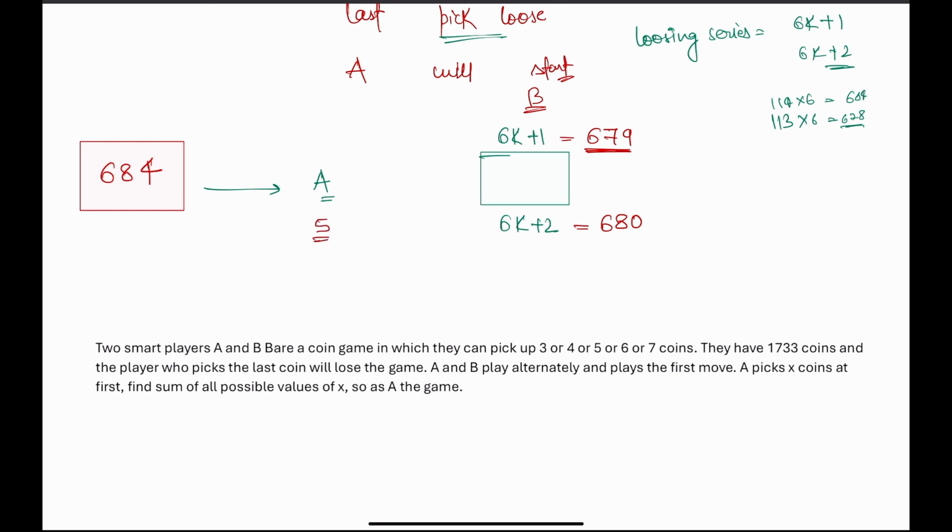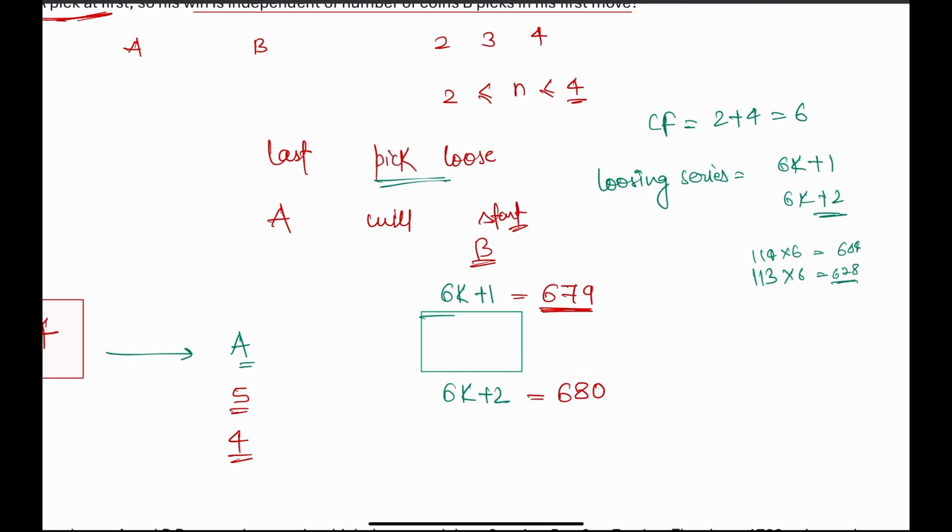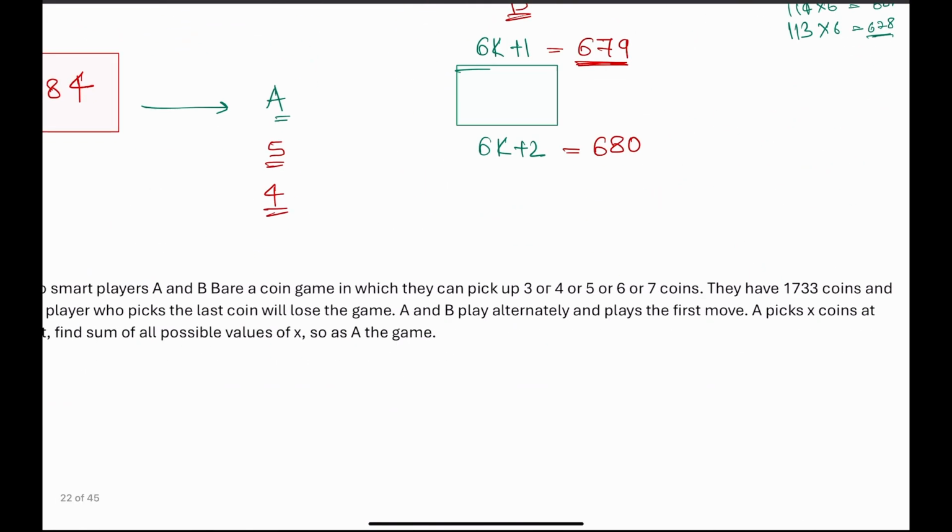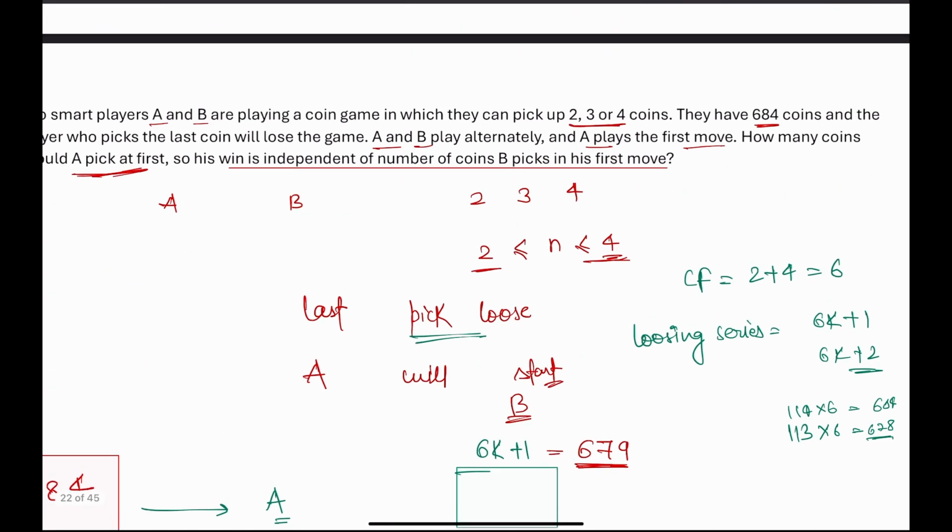He should pick 5. If you want to bring here, he can pick 4. So he can choose 4 or 5, but there is a limitation in the question that he can only choose between 2 to 4. So the answer of this question is 4.